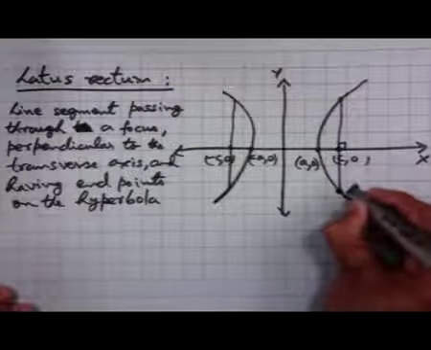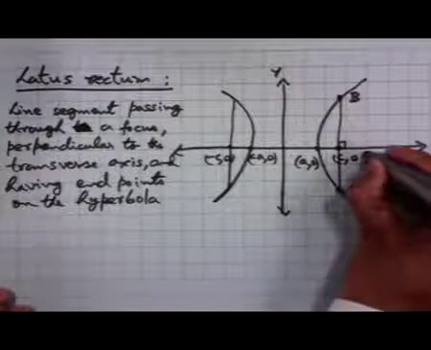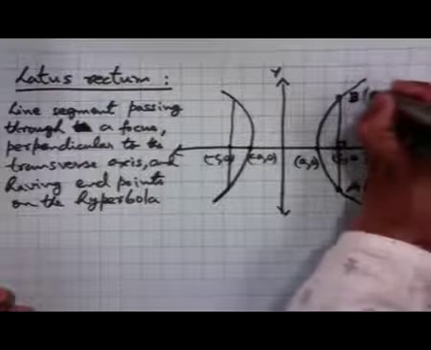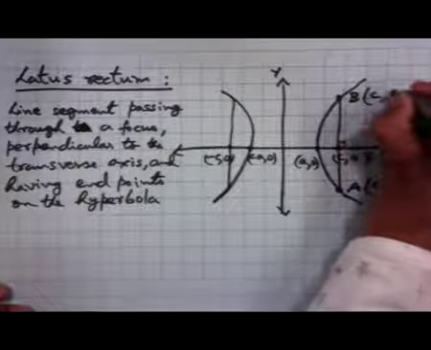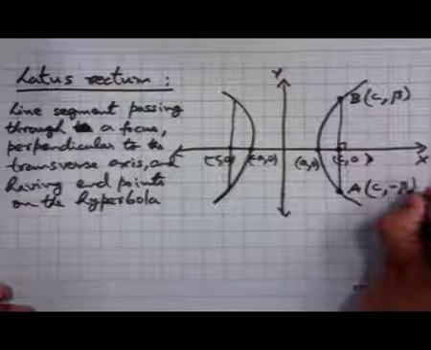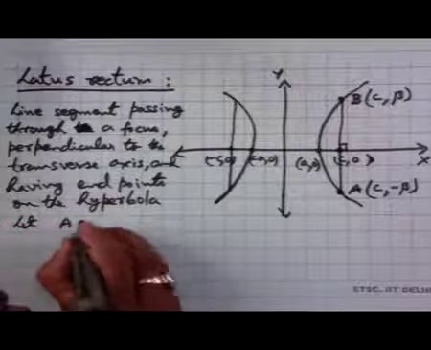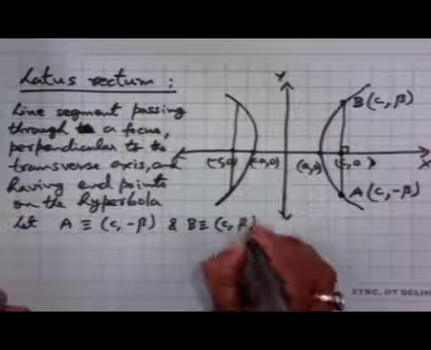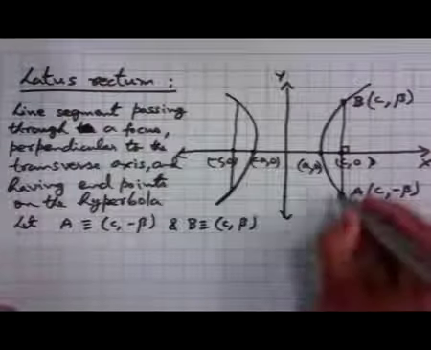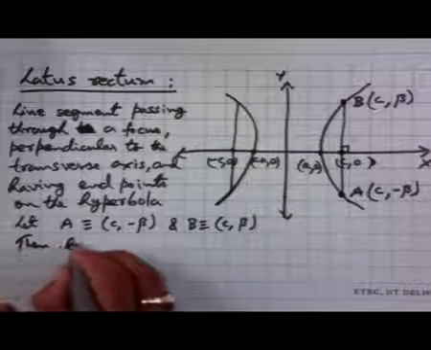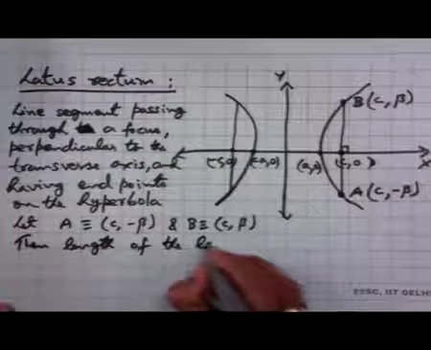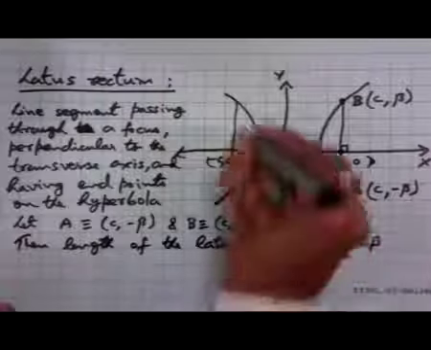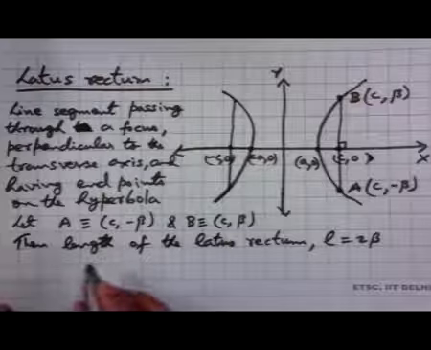So, if I call this point A, this point B, then we can see by symmetry that if both have x coordinate c, and if the y coordinate is beta here, then this is minus beta. So, let A equal (c, minus beta) and B equal (c, beta). Then we want to find the length of the latus rectum L, which is equal to 2 beta, and this is the same as the length of the other latus rectum by symmetry. So, we want to find what is beta.